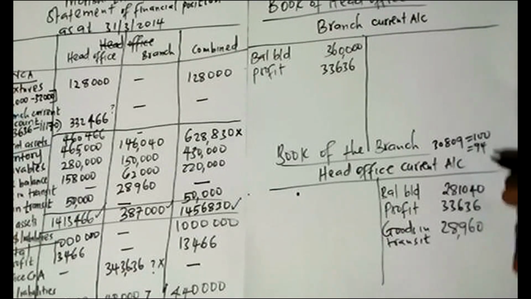So I have determined that 94%, because there were goods being sold to the public at 100%, and there were 30,809. The same with cash in transit, according to note 2.